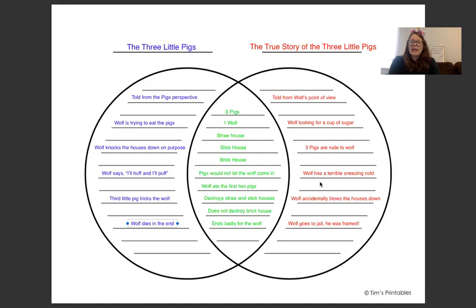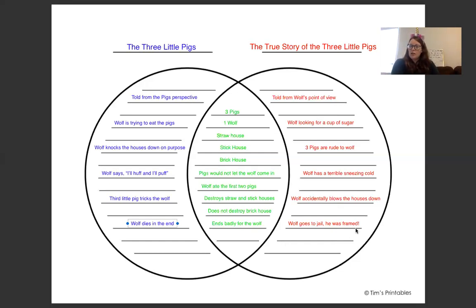The wolf had a terrible sneezing cold. He wasn't trying to huff and puff and blow the houses down. He was just sneezing and it knocked the houses down. The wolf accidentally blows the houses down. And at the end of the story, what was different was the wolf goes to jail. He was framed. So those were all different things about the story.